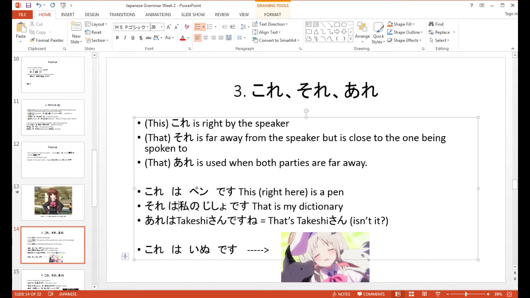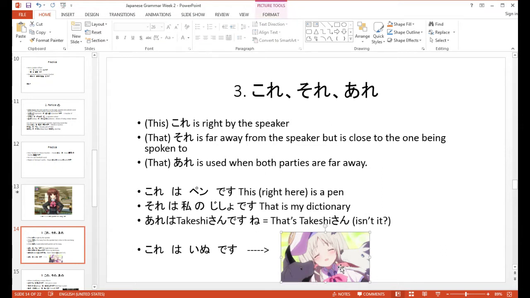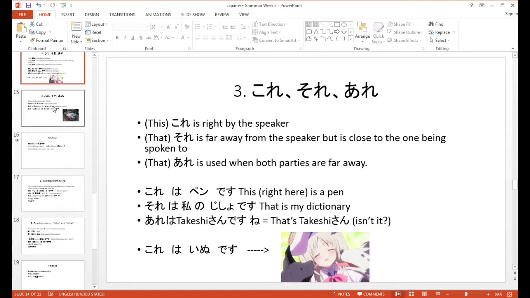So sore wa watashi no jisho desu. Jisho is a dictionary. Ne here is just like isn't it, kind of. Kore wa inu desu. Aww, kawaii. Alright.